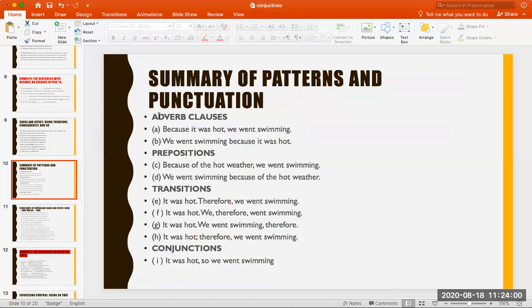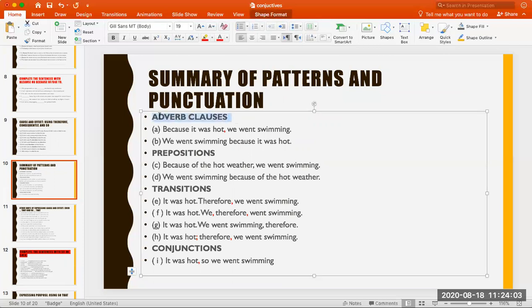Okay, so we have adverb clauses, complex. We have the prepositions that are followed with phrasal phrases. And we have the transitions, like therefore. And we have the conjunctions. We have the fanboys. This is for fanboys, remember, in compound sentences. Here we have complex sentences.